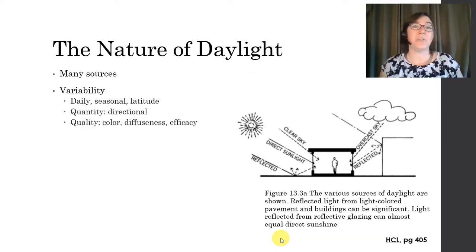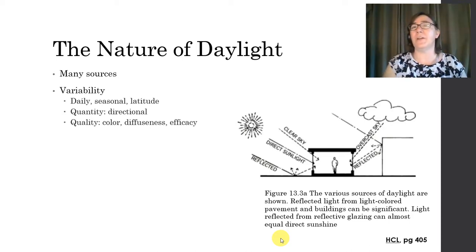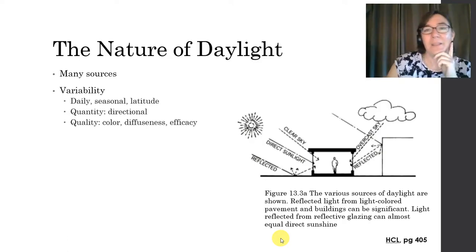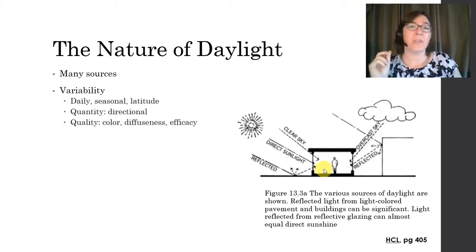Let's talk about the nature of daylight, its sources, where it comes from, and also variability, which is a key factor in understanding daylighting. So where does daylight come from? The easy answer is, of course, it comes from the sun. But take a look at this illustration from your textbook. Direct sunlight, or sun shining like a beam landing directly in your room, is actually only one way that daylight can enter your space.